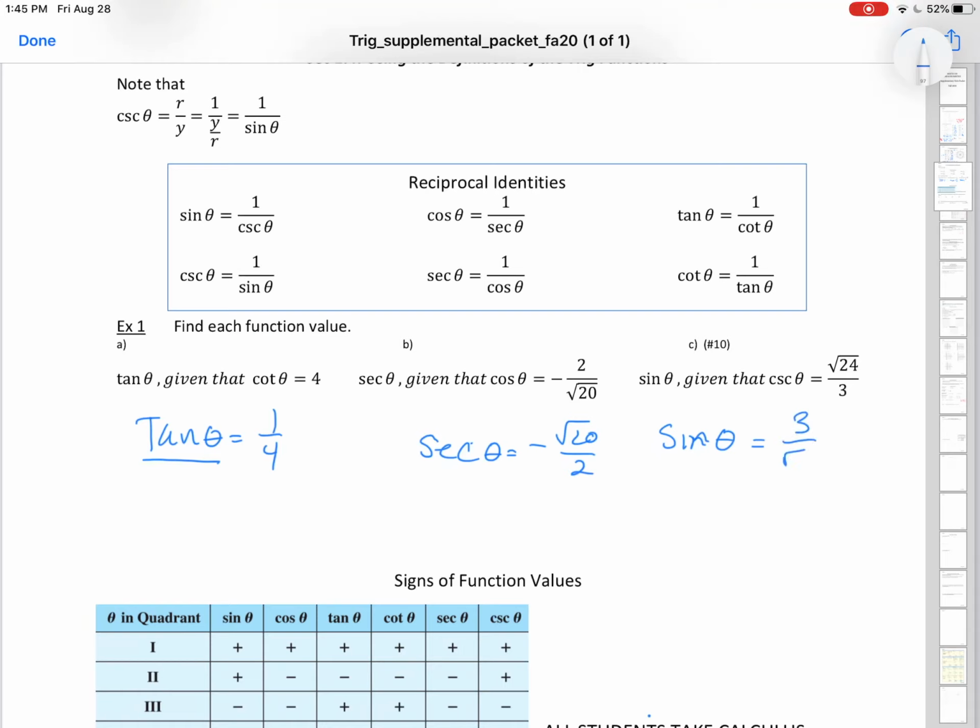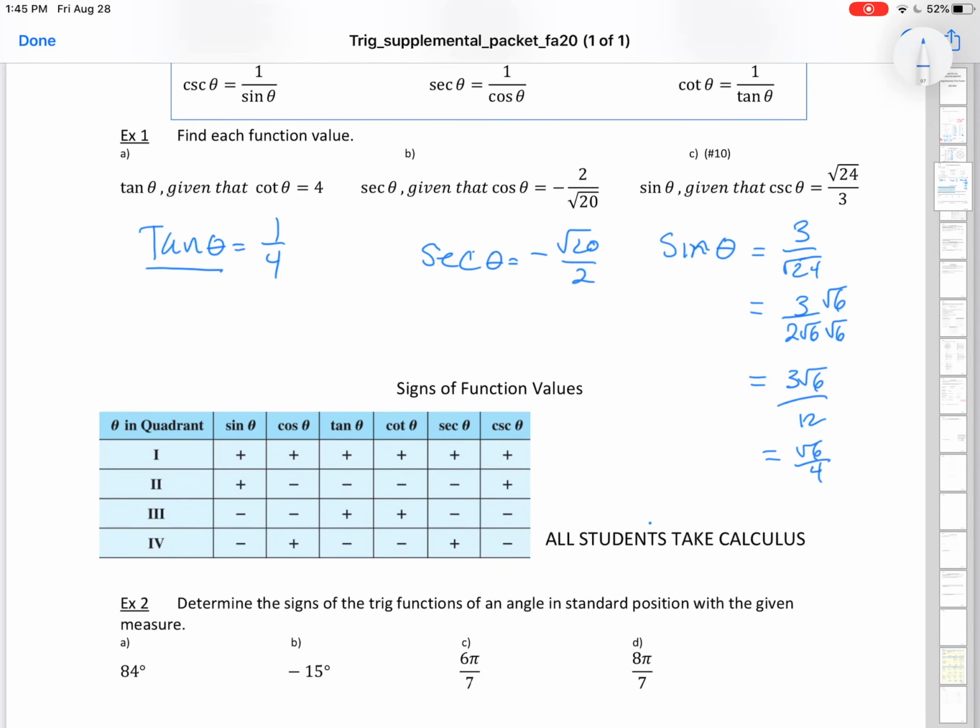Remember, this is 3 over root 24. I would highly suggest, before you rationalize the denominator, simplify it, that is 2 root 6 underneath, and then you just need to hit top and bottom by root 6 like you did in any intermediate algebra class. And then we would reduce as much as we could and get root 6 over 4 coming out of there. So root 6 over 4 is the right answer for that number 10 that's there.